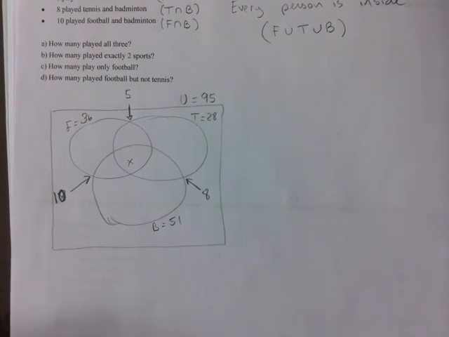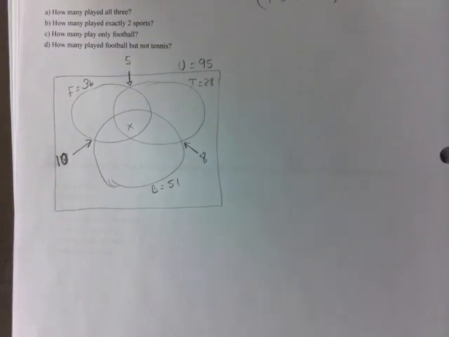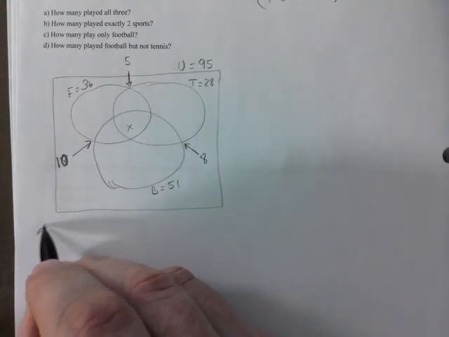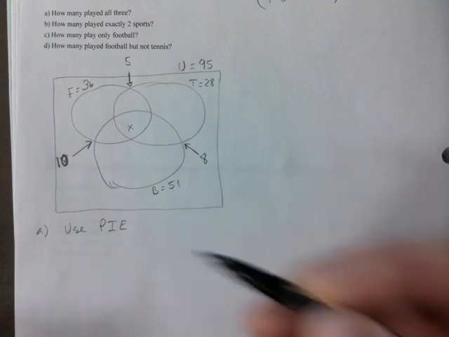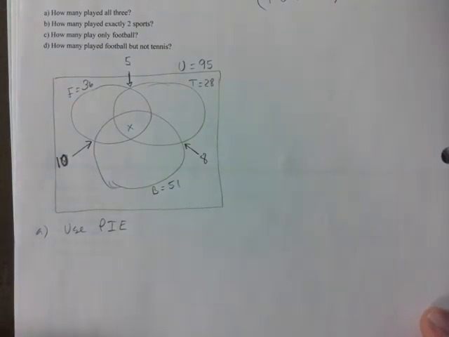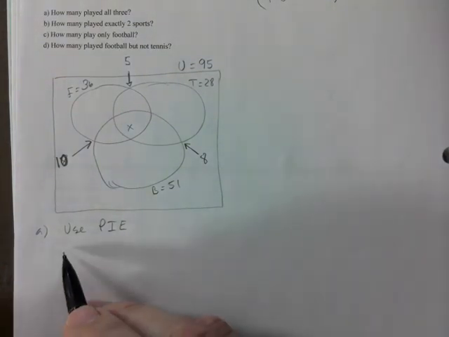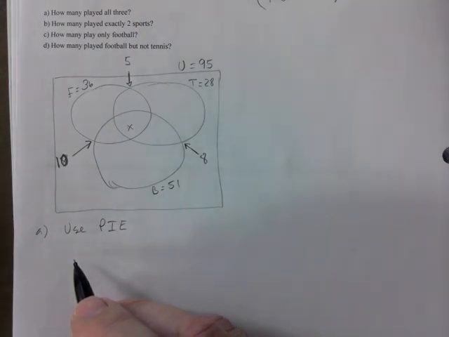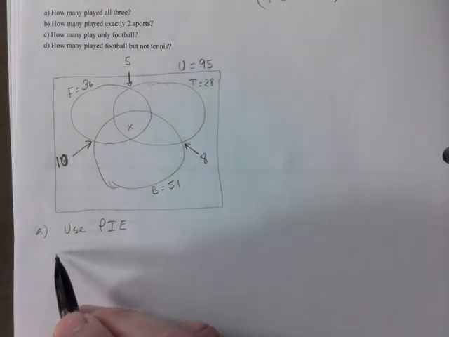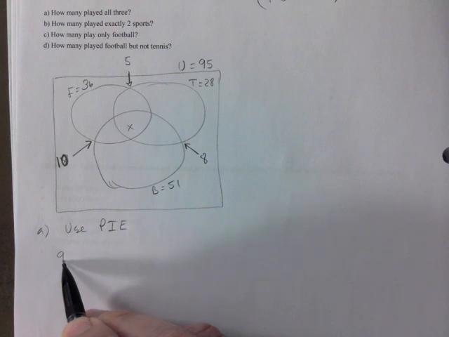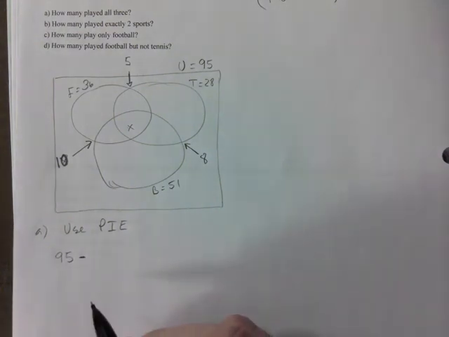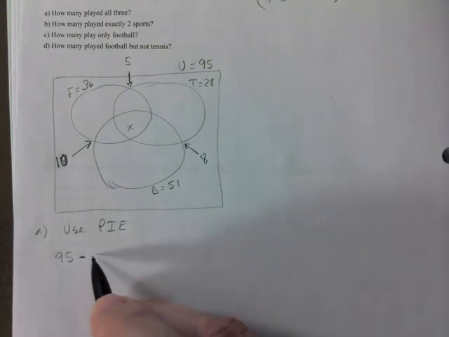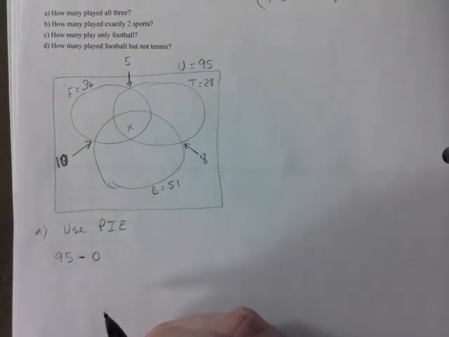So here we go. How do you use pi on this one? For A, use pi. I don't want to write out the whole formula, guys. So I'm just going to ask you to refer back if you need a refresher. But it's basically the universal, take away the outliers. What are the outliers? 0, right? But I'm going to just do it anyway so you don't forget about them.